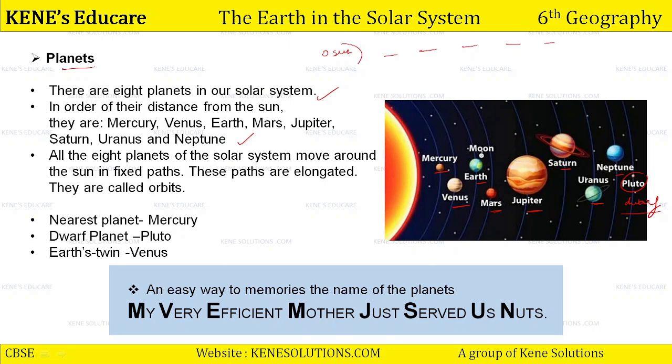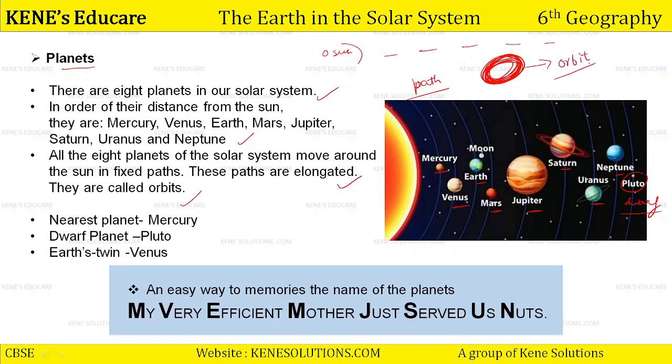All the 8 planets of the solar system move around the sun in a fixed path. That means they revolve around the sun in a single path. They don't leave their path. They keep revolving in the same path again and again. These paths are elongated and they are called orbits. This path is known as an orbit.